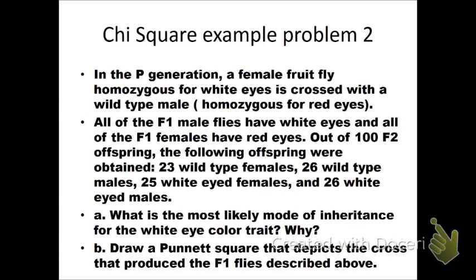All right, this is Matt Dean with A+ College Ready again. We're going to look at our second chi-square example problem. In this case, we're going to look at one that deals with genetics, in particular a fruit fly cross.